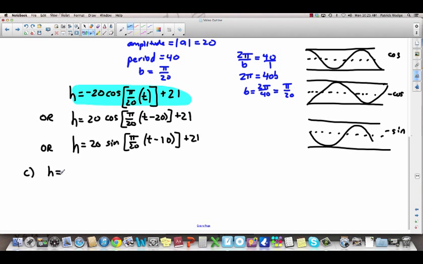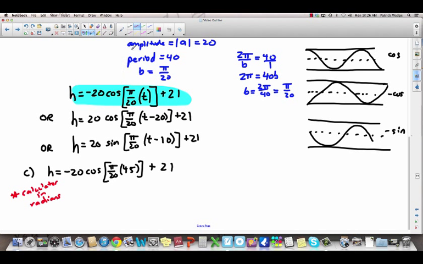So h equals negative 20 cosine pi over 20 times 45 plus 21. You're going to pick up your calculator and you're going to do this. Now, before you pick up your calculator, make sure your calculator is in radians. It must be in radians. If you don't know how to switch your calculator to radians, come and see me sometime. I'll try to figure it out for you.